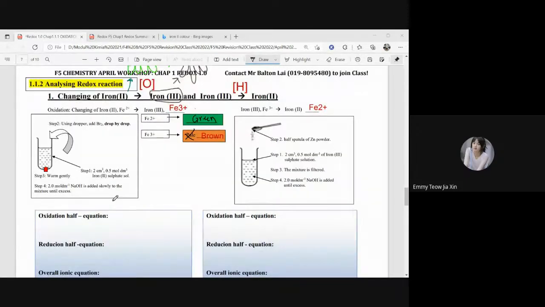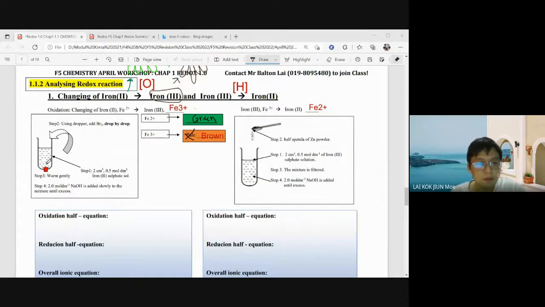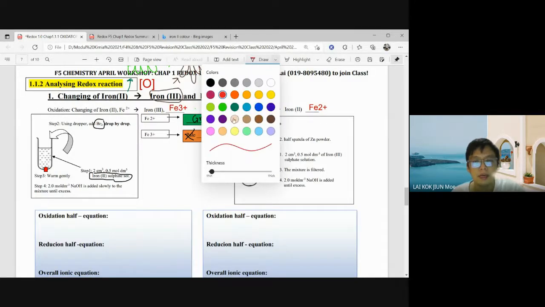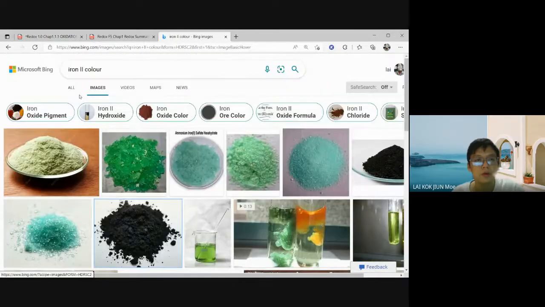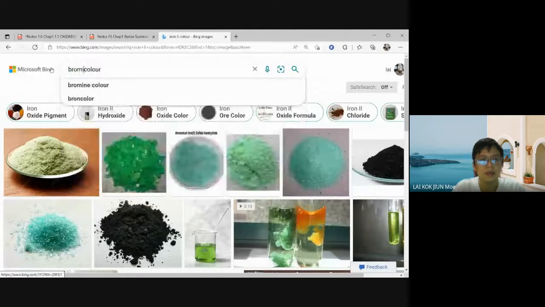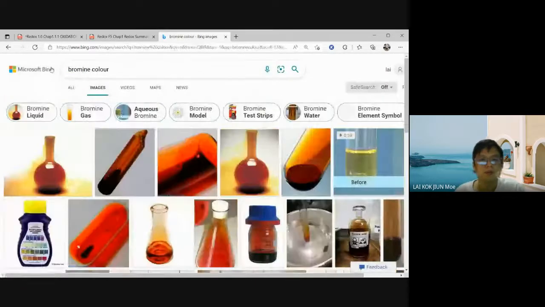Okay, Amy. Yes, teacher. Amy, we start with the first step. We are using this solution, iron 2 sulfate. So iron 2, Amy. After that, you will drop in bromine water. Do you know what is the color of bromine, Amy? Br2 is brown, very good. So you can see bromine color. Bromine is brown, right? This is the bromine color.